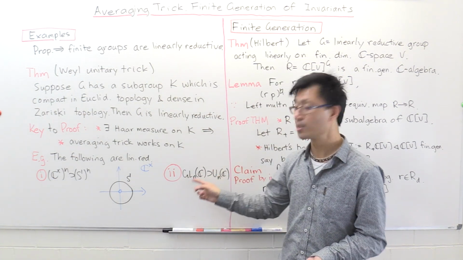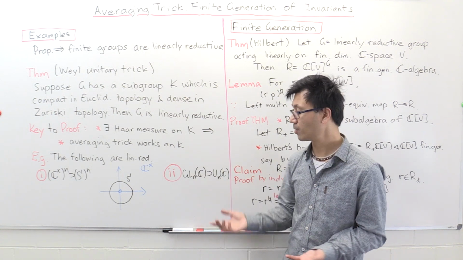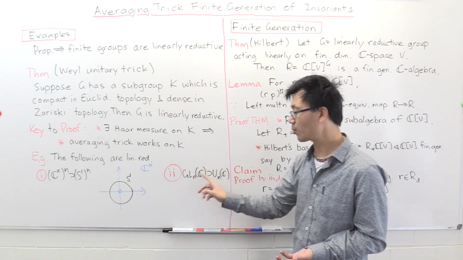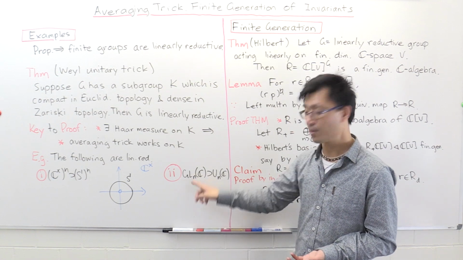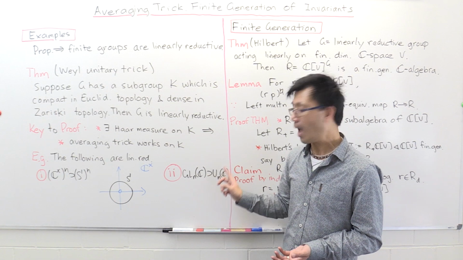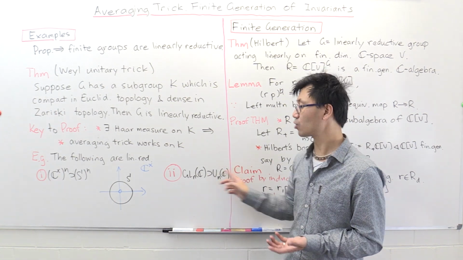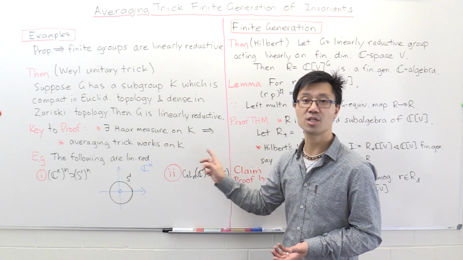Okay, another good example is GL_n C itself, which is also a linearly reductive group, okay? So that's harder to see why that's the case. So in this case, you have the following subgroup, U_n C. Okay, this is the unitary group, and this is actually a compact group when you look in the Euclidean topology, and it's also dense in the Zariski topology inside this.